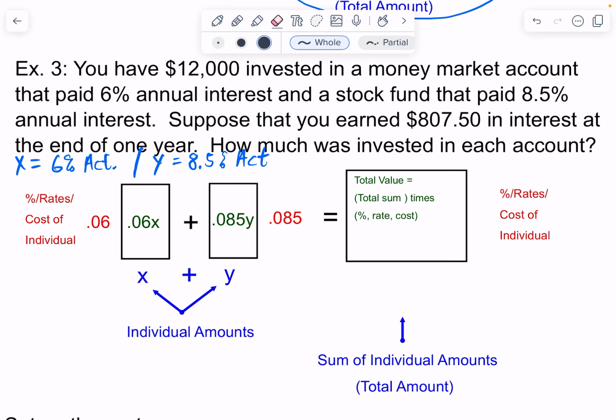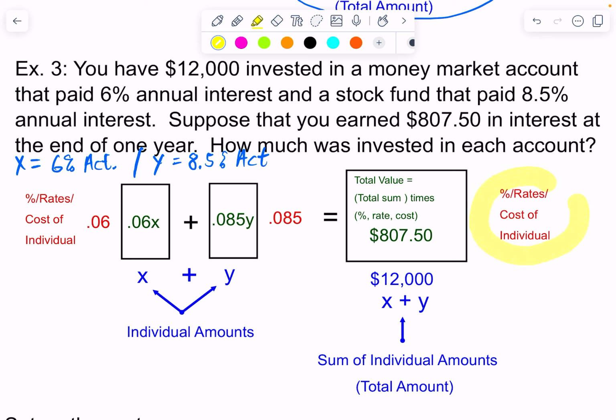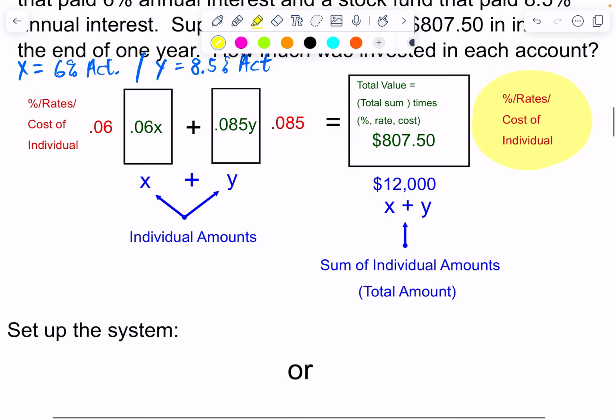In total, I know that the amount that I put into this 6% and the amount I put into the 8.5% is a total of $12,000. And I know that I earned a total value of $807.50. They did not give me the percent of the total investment, and that's okay. They didn't have to in this case. Now I have my value and my quantity equation. Please pay attention to the green for the value and the blue for the quantity.